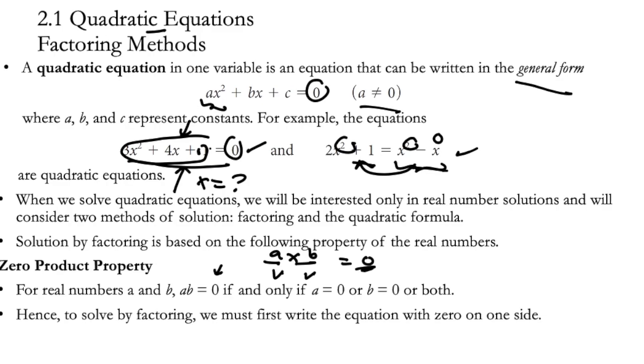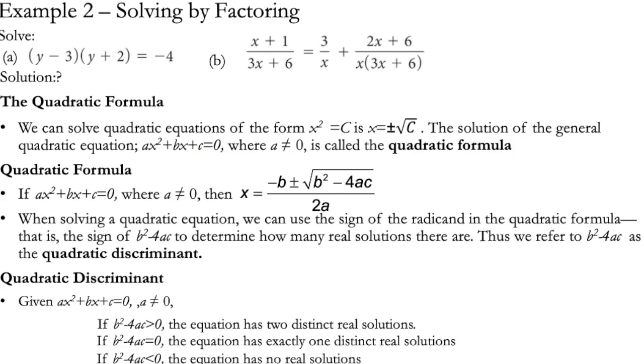Or both become 0. All right, so in order to find x here, to solve by factorization, we must make sure that the equation equals 0 on the right hand side. On the left hand side, two numbers or two groups multiplied by each other must equal 0. But it's easier to understand this if we look at the example here. So we want to solve this quadratic function by factoring. So let's say I will look at this example: y minus 3 multiplied by y plus 2 equals minus 4.